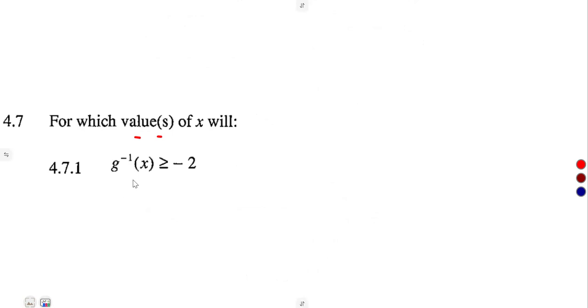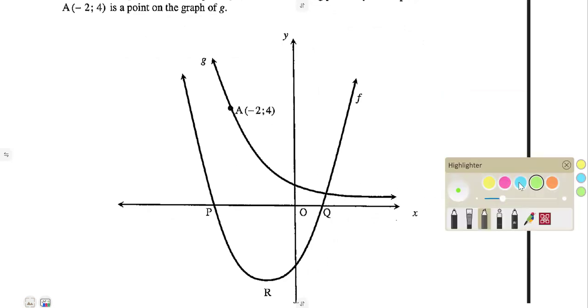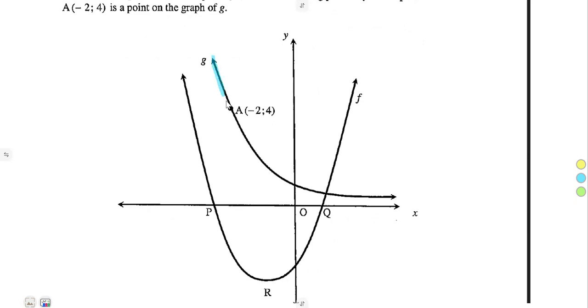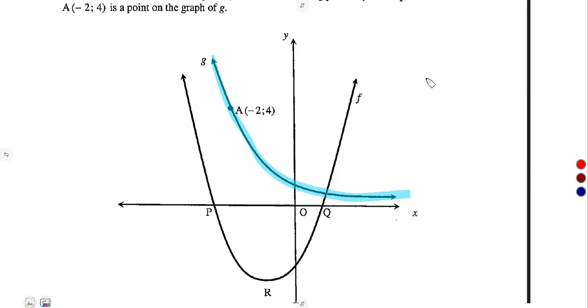All right, so if you consider, we do not have the inverse of g. We have got the graph of g here. This is the graph of g. But here they are referring to its inverse. The inverse of g must be greater than or equal to minus 2, meaning the y value on the inverse is compared with minus 2, the y value of the inverse. All right, no problem.